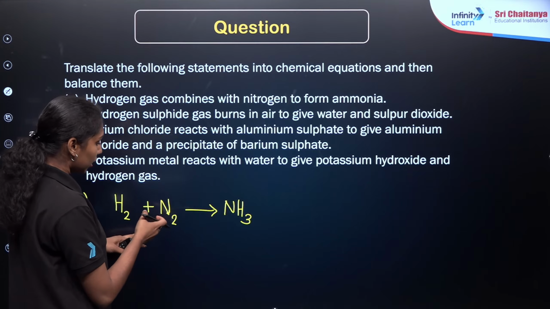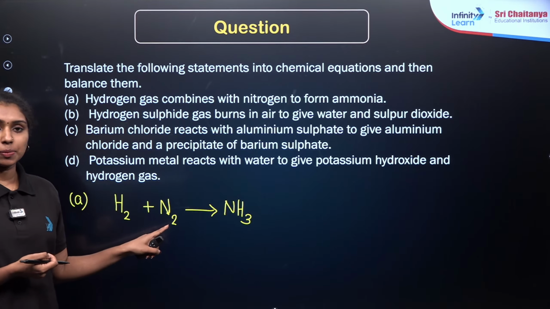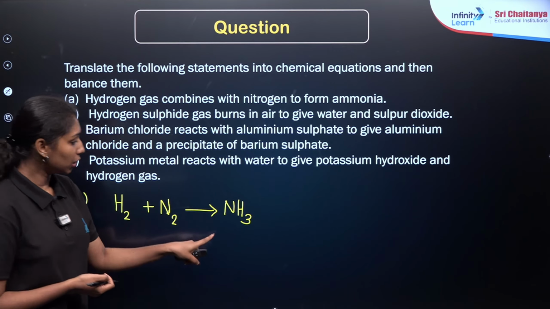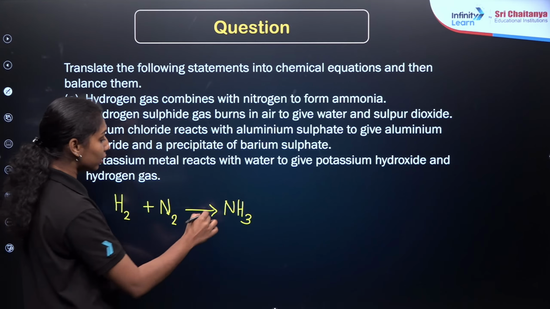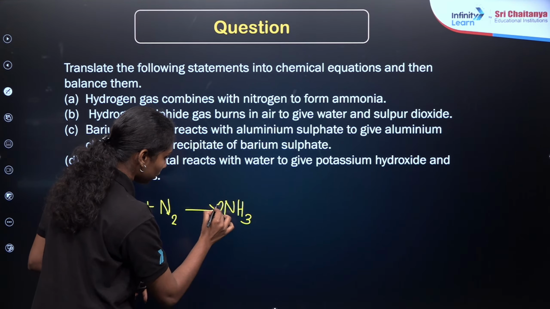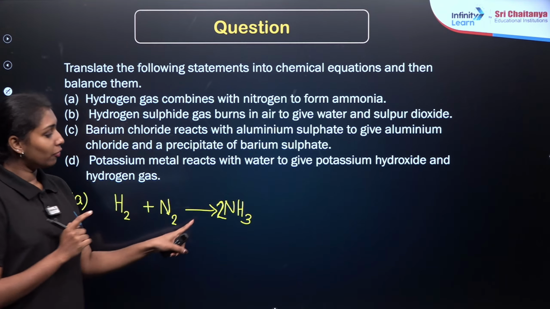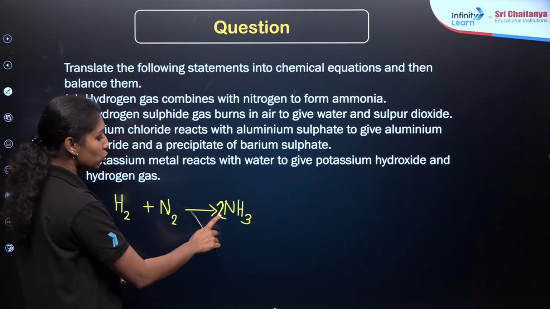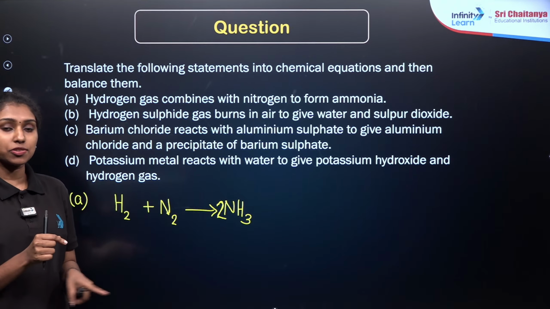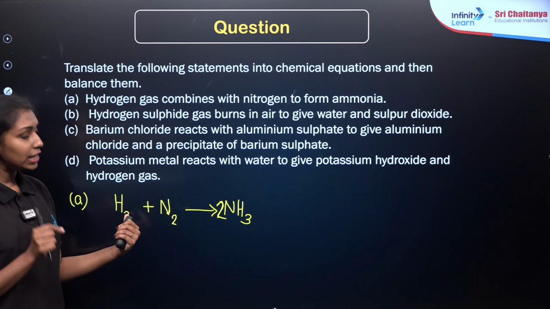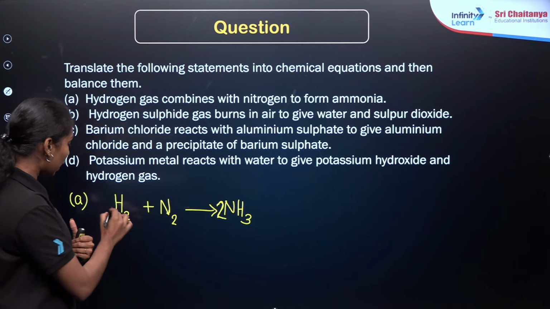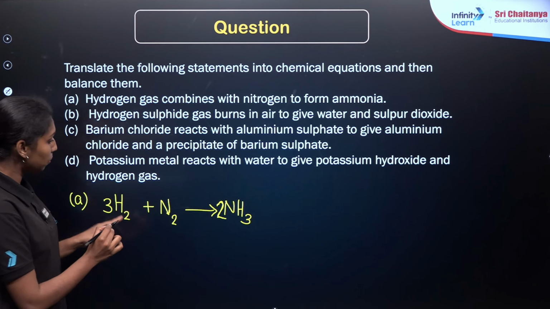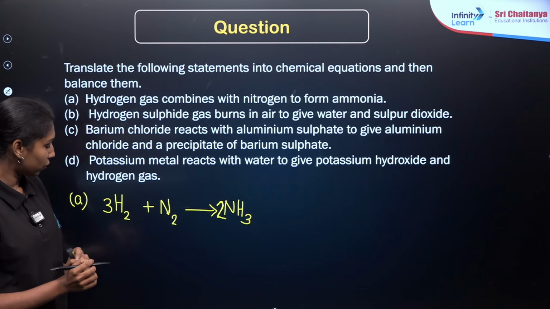Here you can see in the reactant part there are 2 nitrogen atoms, but in the product part there is only 1 nitrogen. So I am multiplying by the number 2 here, and now nitrogen is balanced. But one problem arises: it will be 2 into 3, 6 hydrogen in the product part, but here there are only 2 hydrogen. So I am multiplying by the number 3 here to balance the hydrogen atoms as 6.